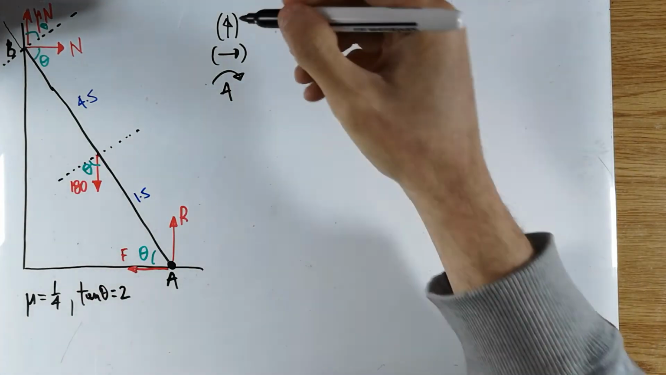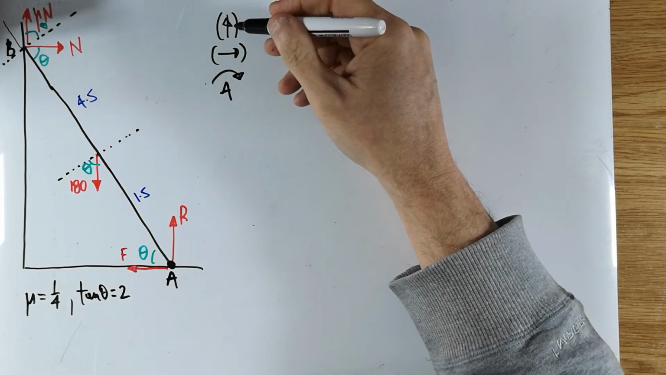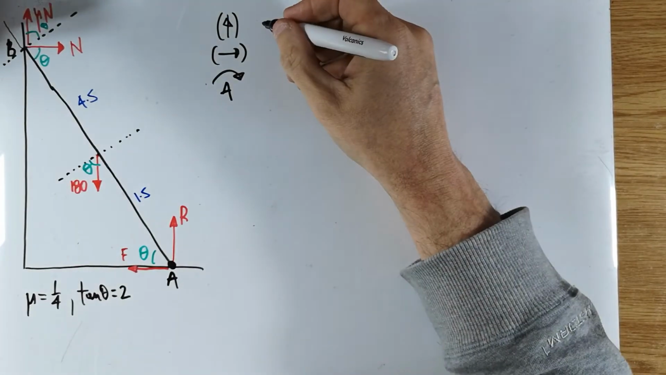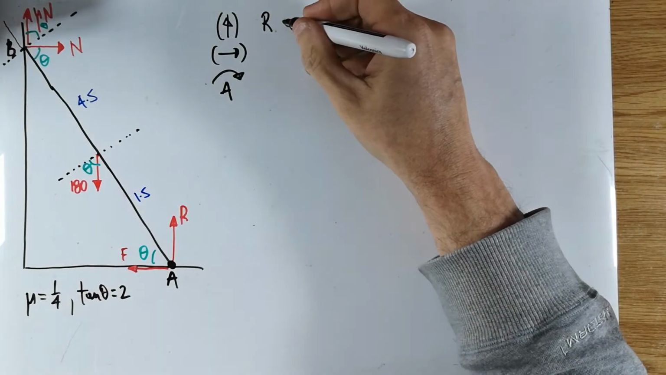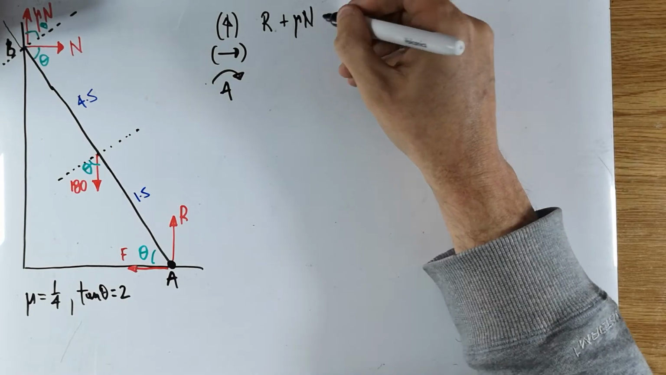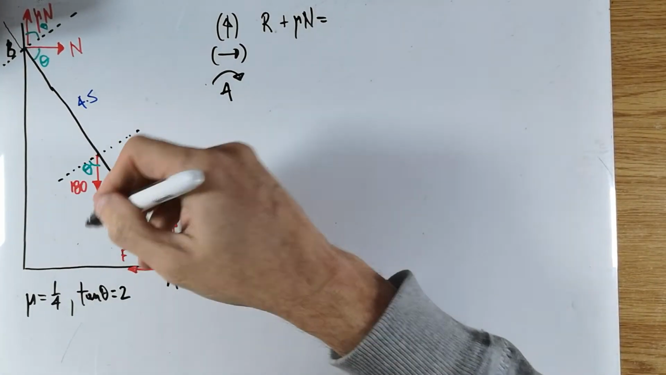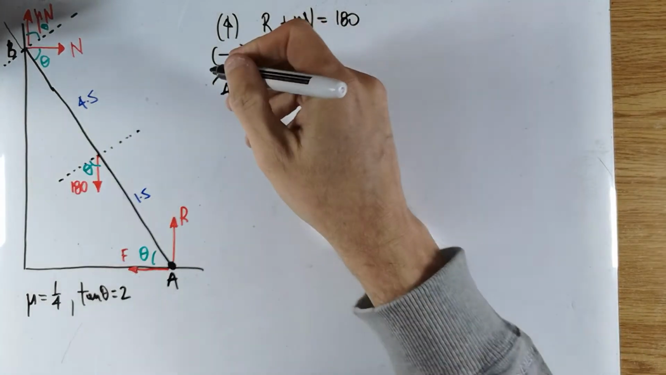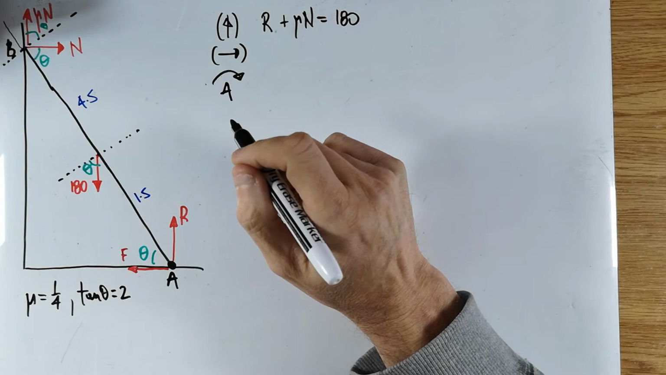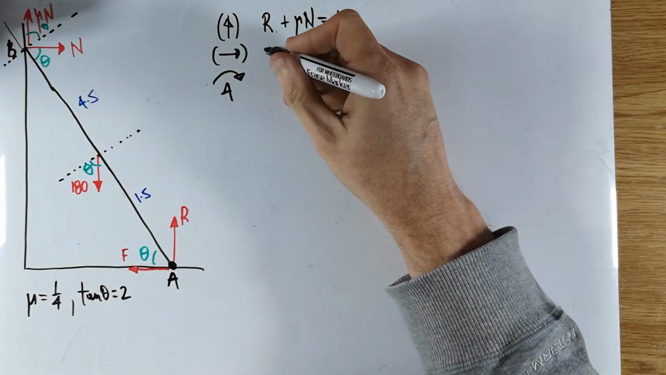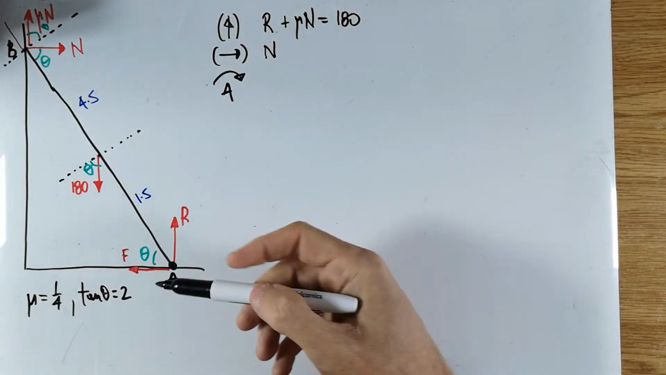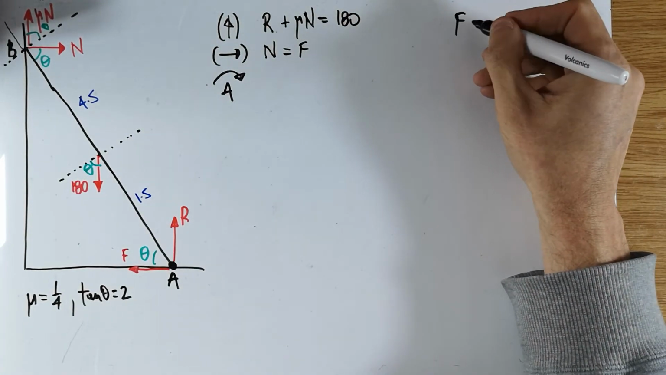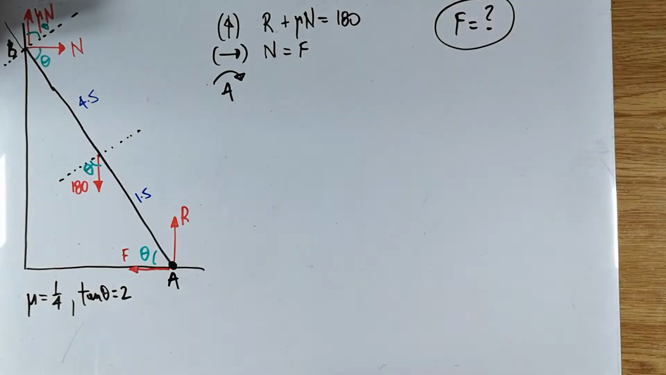So first of all, write two simple equations. Forces up equal forces down. What do we have for this? R is acting upwards, plus the mu N acting upwards, is equal to the 180 downwards. So that's balancing in the vertical direction. Horizontally, forces to the left equal forces to the right. To the right we have the N here. To the left we have the F, which we're trying to find. F equals question mark. This is what we're trying to do.